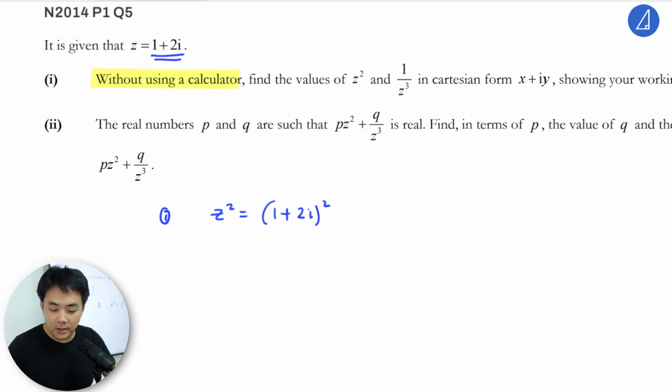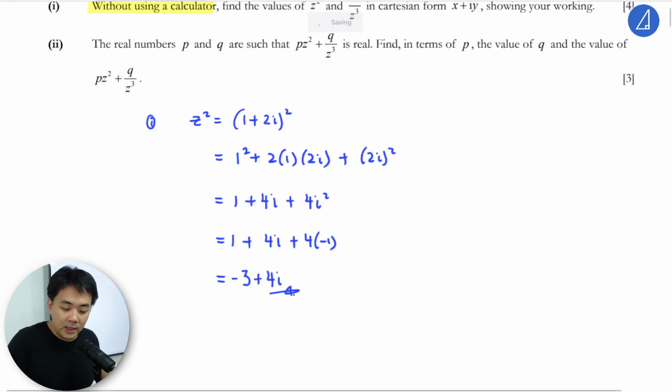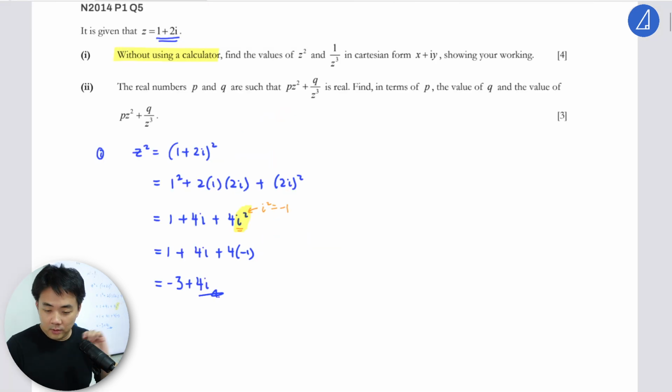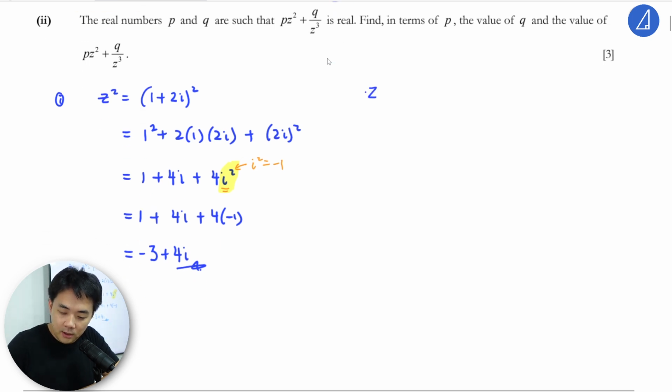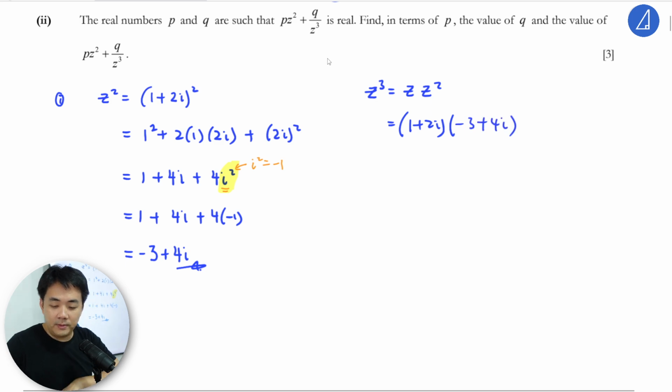Like that. Then you just expand. You slowly expand it. Remember, i square is -1. So now we want the reciprocal of z cube. So obviously what we need to do is find z cube first, right? Find z cube first. So z cube will just be z multiplied by z square. So this will just be z, which is 1 plus 2i, multiplied by -3 plus 4i.